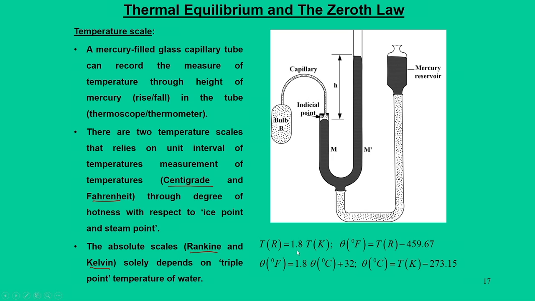So, the corresponding relations between the Rankine and Kelvin scale can be written as this. This is the standard relation that can be used in our day to day life. For example, if you want to specify a temperature which we know in Kelvin scale, and you multiply it by 1.8, we will get the temperature in the Rankine scale. So, this is the relation between Rankine scale and Kelvin scale. Correspondingly, there is a relation between Fahrenheit scale and Rankine scale. We can have relations between Fahrenheit scale and centigrade scale. Also, we can have relations between centigrade scale and Kelvin scale.